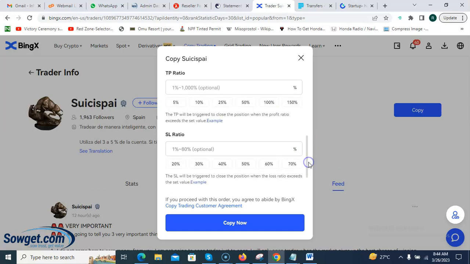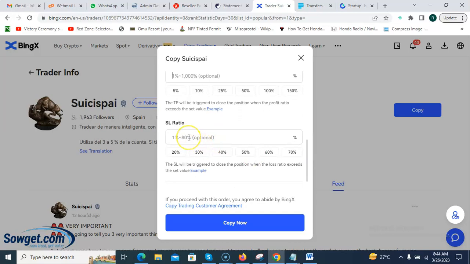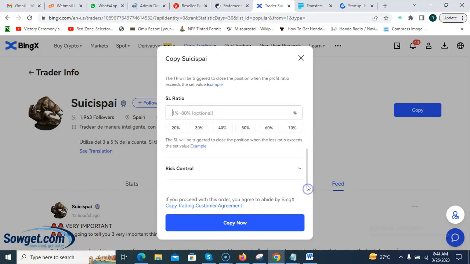Then the next field is the stop loss ratio. So you can also set the stop loss. Let's say the trade that the trader opened for you is in a floating loss, and the loss has gotten to, let's say, 50%. Let's say your margin has now reduced to $5 or $6, which is 60%. If you set it, that means your trade will automatically close, even if the trader has not yet closed it from his own end. It will automatically close based on the stop loss ratio that you set on your trade. But for me, I always leave the TP and stop loss ratio fields blank. I always allow the trader to control it by himself. All right, so let's just scroll down again, and risk control.